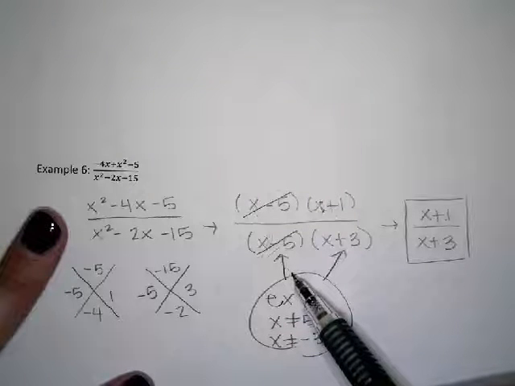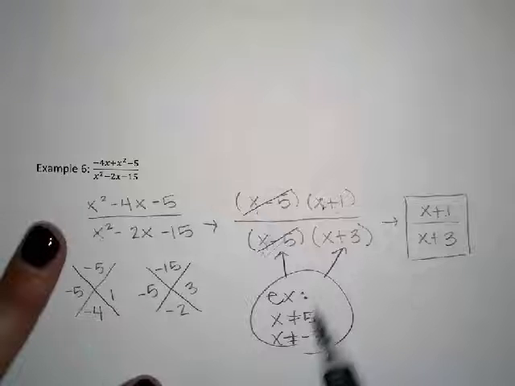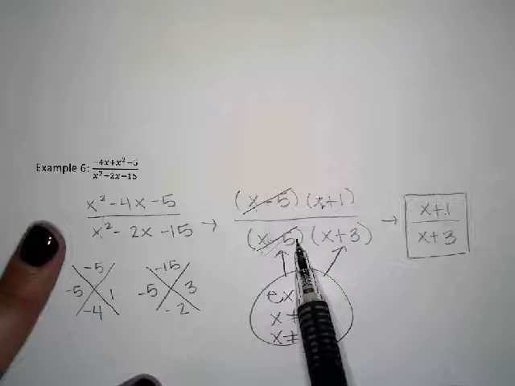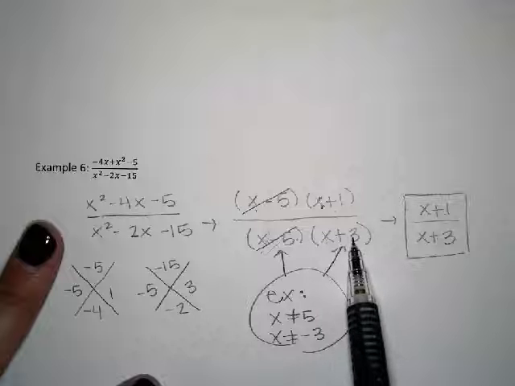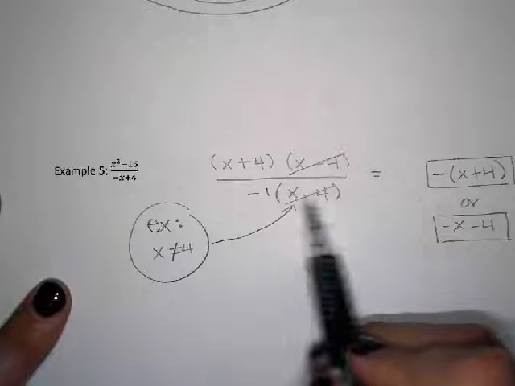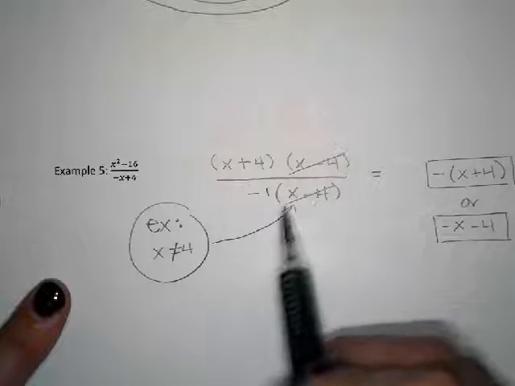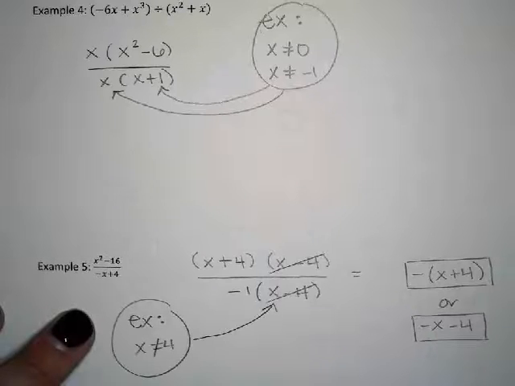So if you were to plug in positive 5, 5 minus 5 is 0. That would zero out the denominator. Or like negative 3 plus 3, that's 0. That would zero out the denominator if you plugged it in. This one, 4 minus 4, if you were to plug that in, that would zero out the denominator. Okay. And you can't have 0 in the denominator because anything divided by 0 gives you an error message.